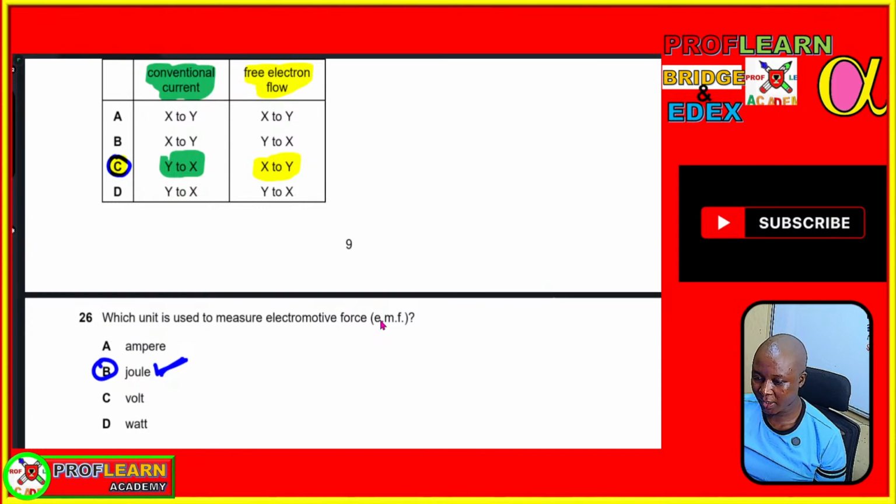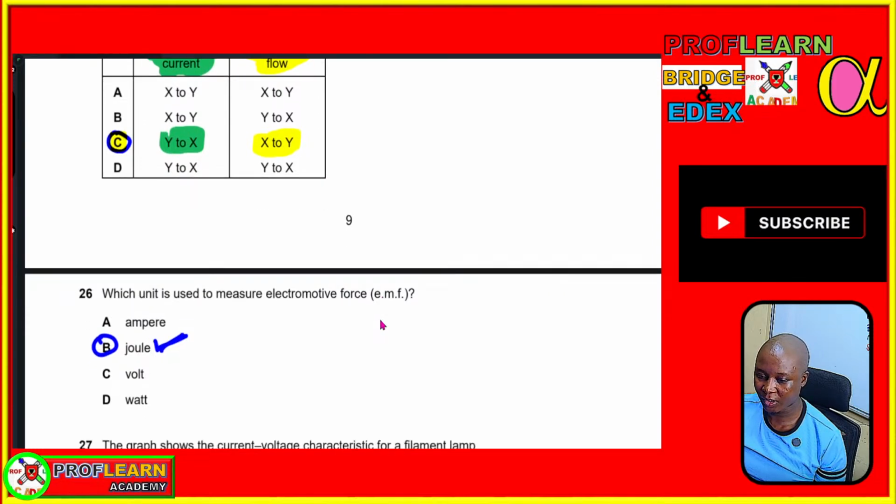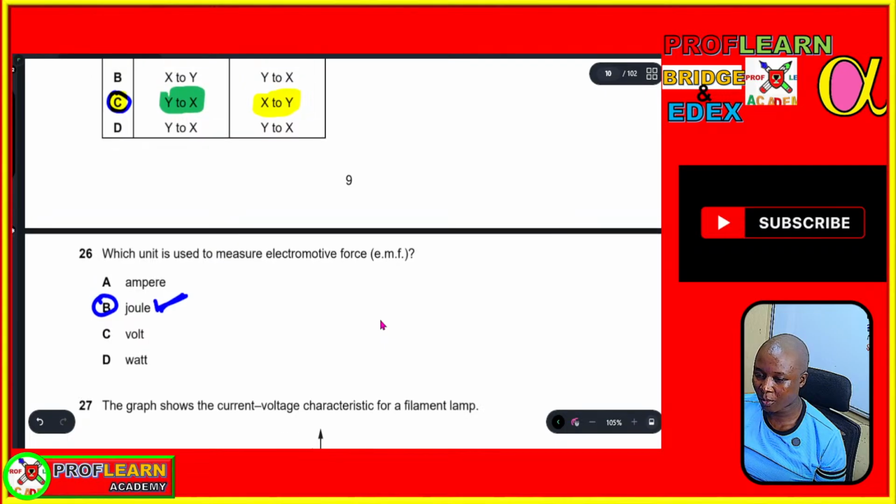Which unit is used to measure electromotive force? EMF is measured in joules per coulomb. Electromotive force.